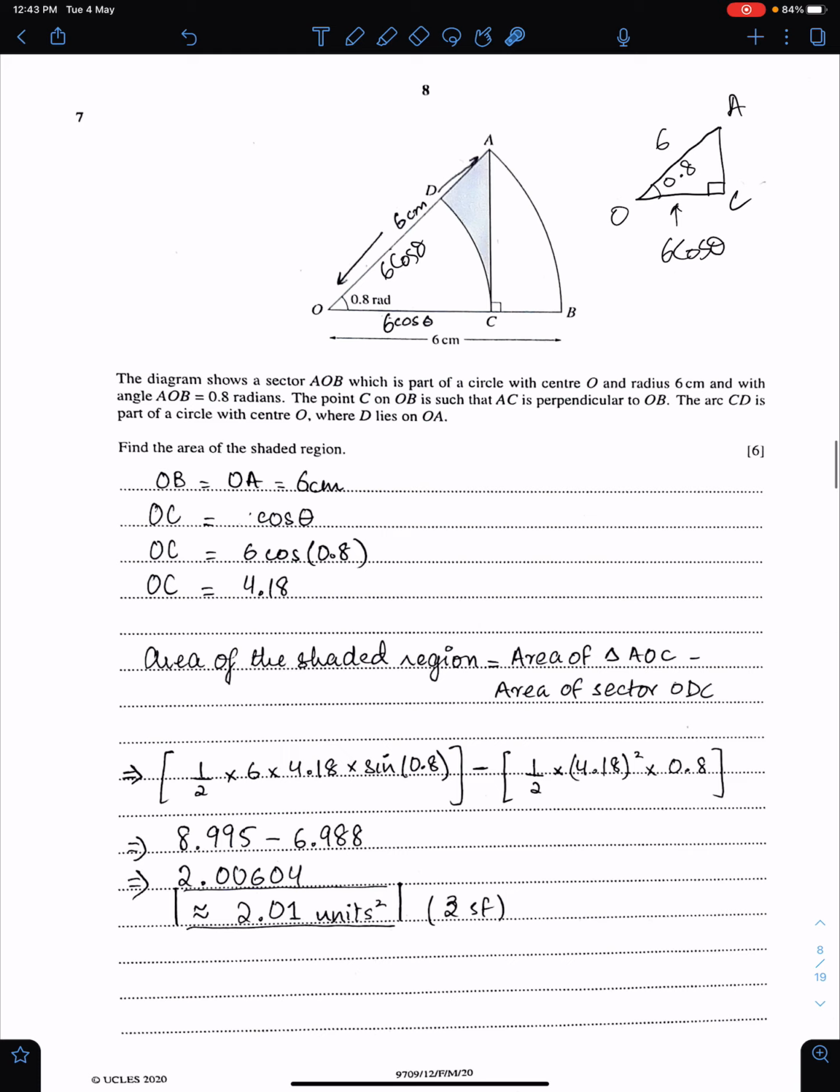Next question, number 7. The diagram shows a sector AOB, this sector, with center O and radius 6. I will discuss this solution and the remaining solution after the azan.